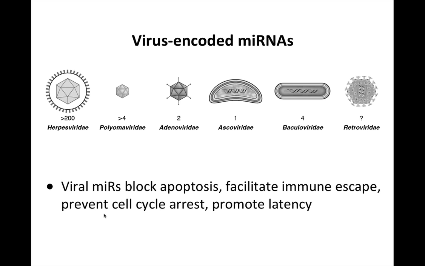Here's an interesting one. Some of them prevent the arrest of the cell cycle. Upon infection, many cells stop dividing in response to infection, another antiviral response. Viruses, especially DNA viruses, want the cells to be dividing because they need the DNA replication machinery. So they have miRs to make the cells keep dividing. Amazing. And some of the miRs promote latency, that is, the ability of the virus to remain in the cell for a long period of time. And presumably you'll hear more of that from Dr. Silverstein in a later lecture.